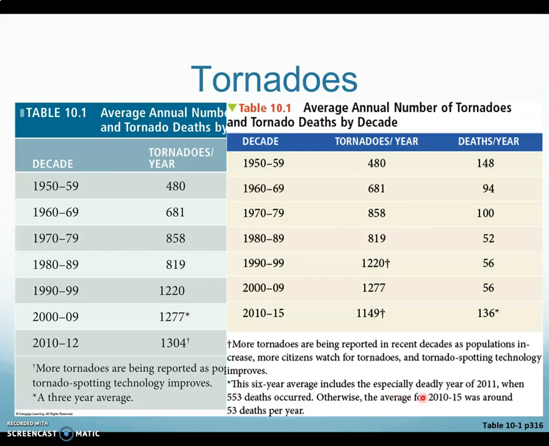We've got a note here. 2011 was a deadly year, 553 deaths in 1 year alone. If you cut 2011 out, the average for all the other years is about 53 deaths per year. So really it is quite consistent with the rest of the other decades. It's just 2011 that was an especially bad year.